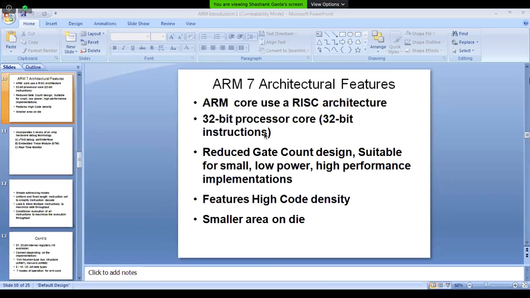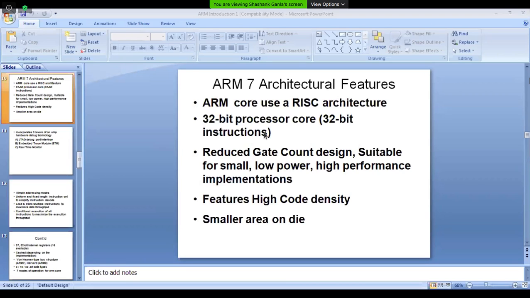So if I'm writing a program which consists of 100 instructions in ARM, and the size is 32 bits, that is 4 bytes, the total size of the program will be 4 into 100 instructions. That is 400 bytes will be the size of the program.